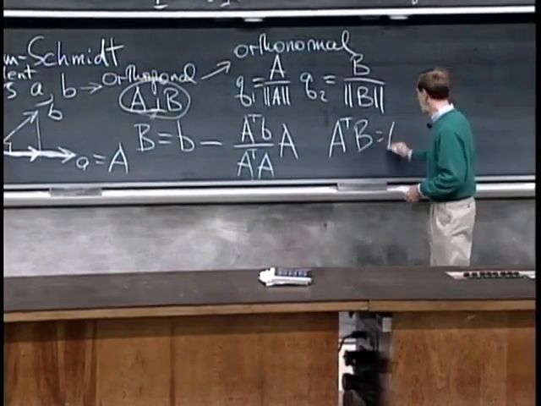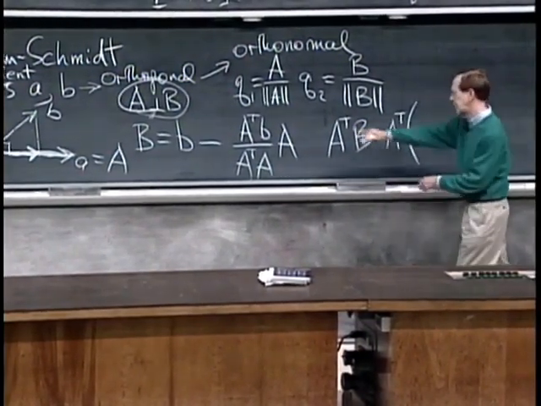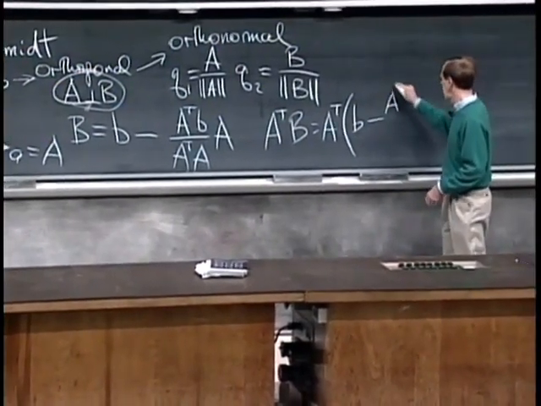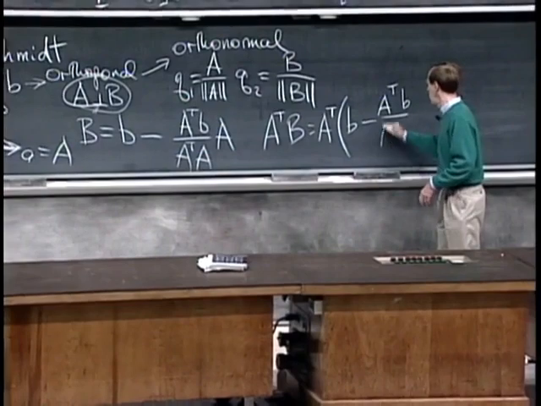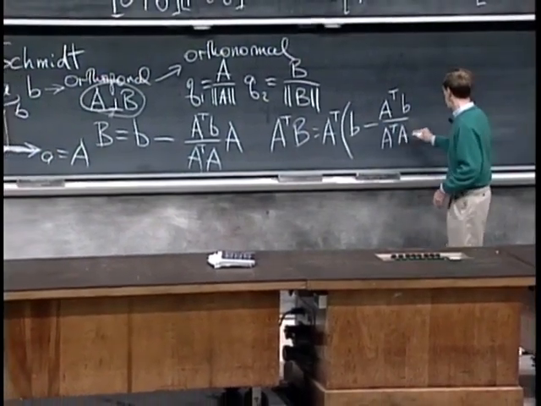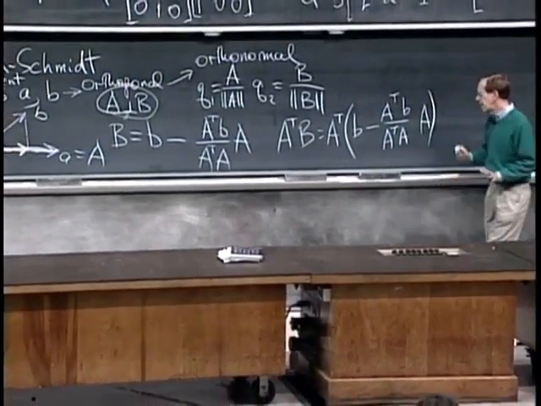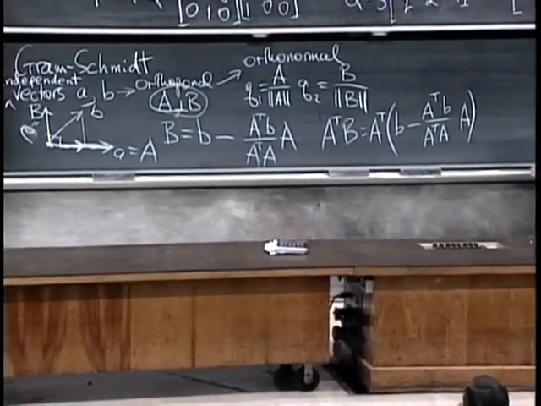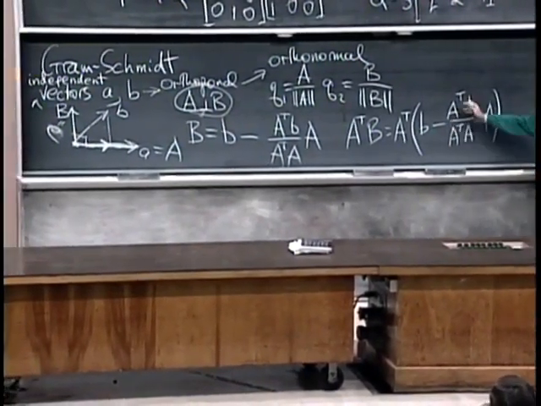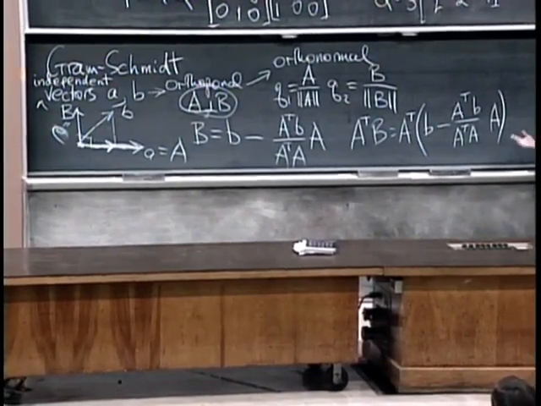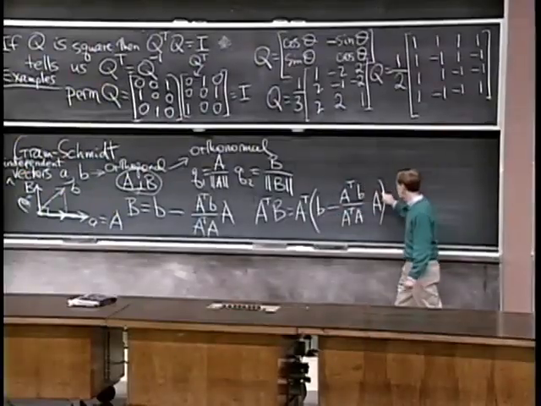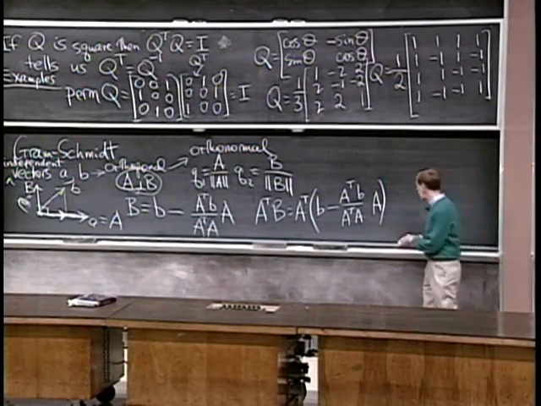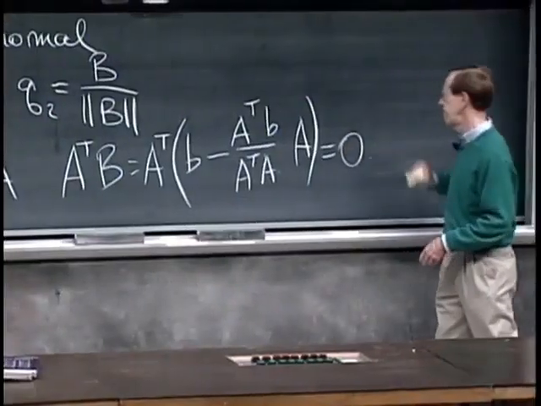So this is A transpose times, now what did we say B was? We start with the original B, and we take away this projection, and that should come out 0. Well, here we get an A transpose B, minus another A transpose B times A transpose A over A transpose A, a 1. Those cancel, and we do get 0. Right.